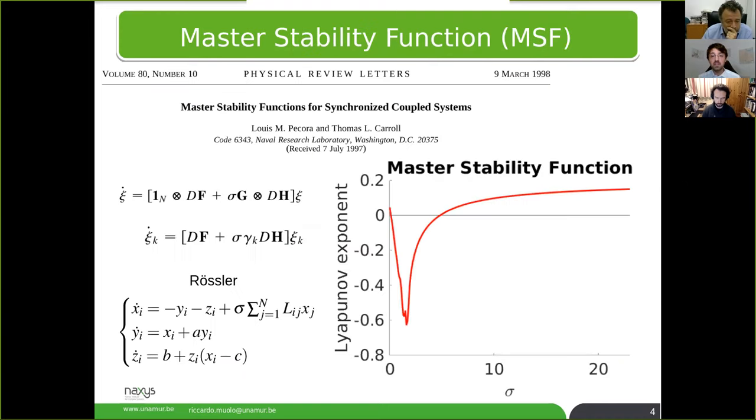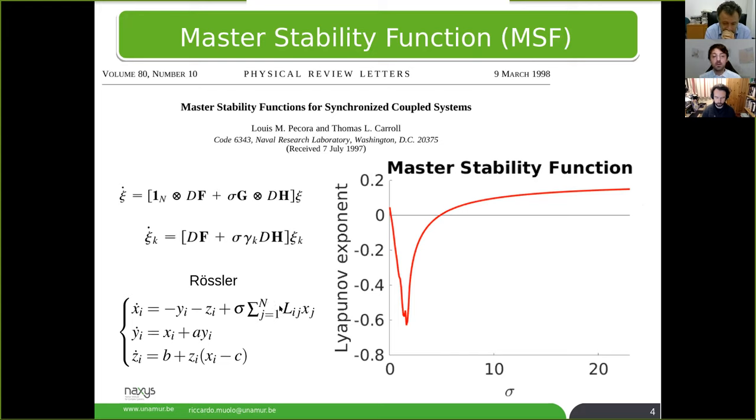In this field, a milestone was set by Pecora and Carroll, who published a great paper at the end of the late 90s, where they introduced the master stability function. That is a numerical tool allowing us to compute the maximum Lyapunov exponent for each value of the coupling. Here we show an example for the Rossler oscillator, which is a three-species model with diffusive coupling.